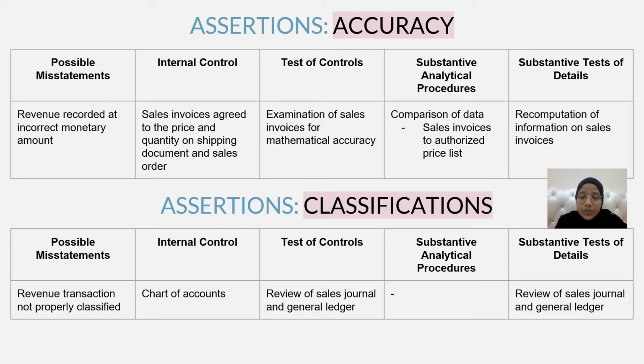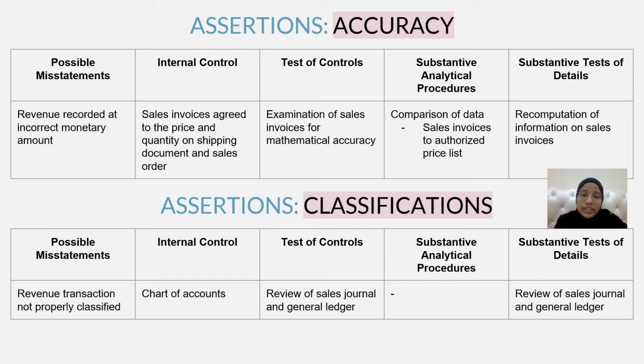The next assertion is accuracy. Accuracy is where the amount and other data relating to recorded revenue and cash receipt transactions and events have been recorded appropriately. The possible misstatement that might occur is revenue recorded at an incorrect monetary amount.